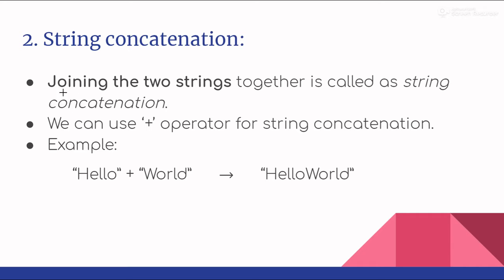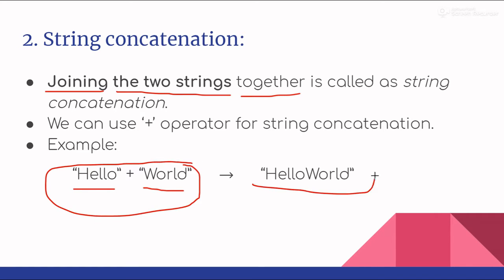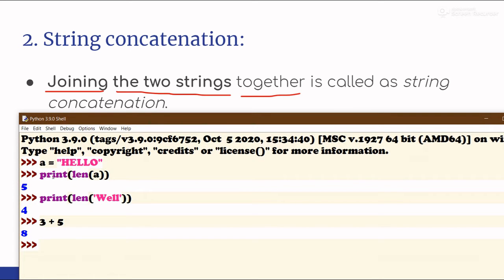And basically, what is string concatenation? Let's just explain a little bit. String concatenation means joining of two strings together. So let's say we have a string called hello and we have another string called world. If we use the plus operator, this expression will return the value hello world together without any space, right? So this is called string concatenation. We have just joined hello and world from end to end using the plus operator.